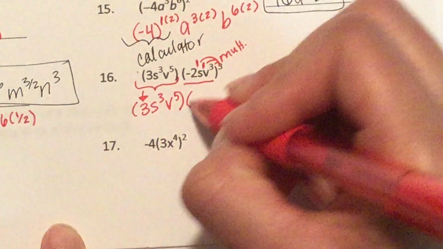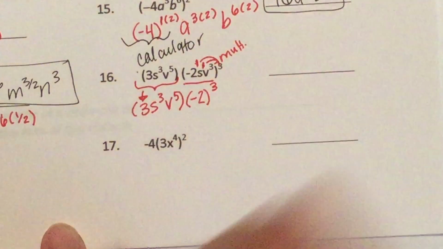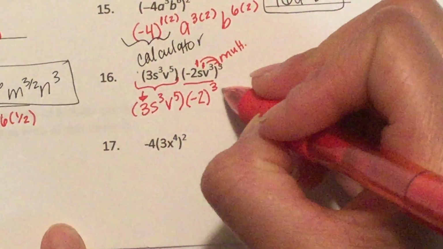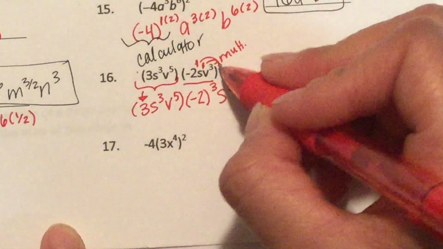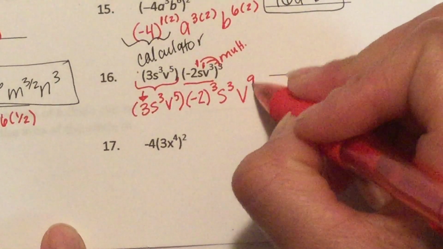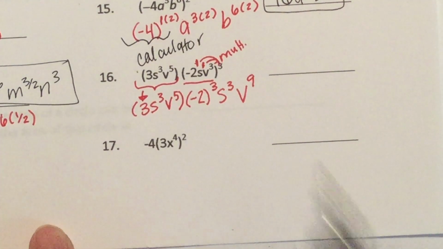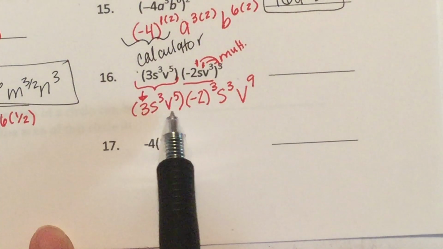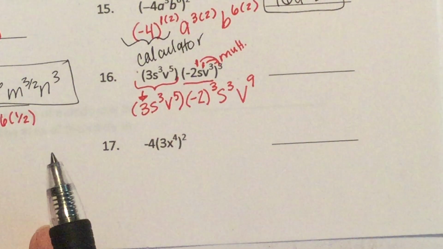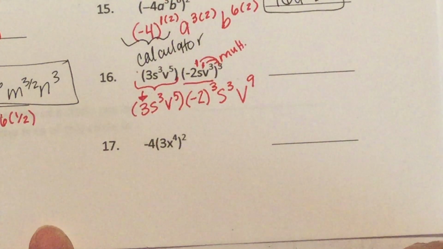So we're going to take negative 2. When you multiply the exponent 1 times 3, it's negative 2 cubed. S, when you multiply your exponent 1 times 3, it's s to the third. When you multiply the exponent for v, it's v to the ninth. 3 times 3 is 9. Now we need to simplify. When you look at this, we're done multiplying exponents. Now this is all multiplication between the terms. So you go back to the multiplication rule. Now you're going to add your exponents.